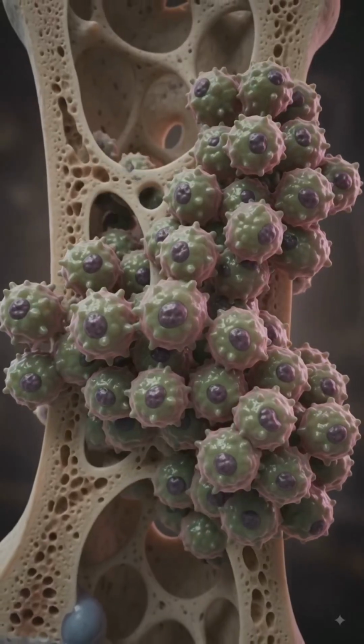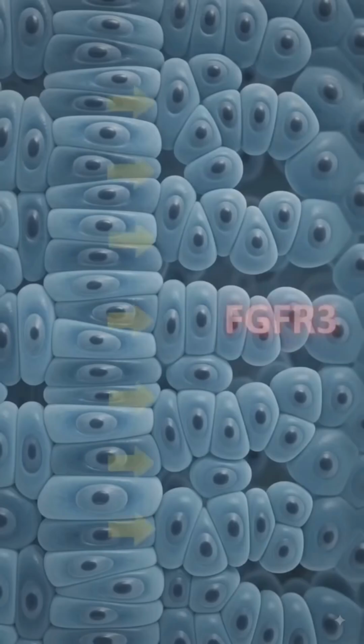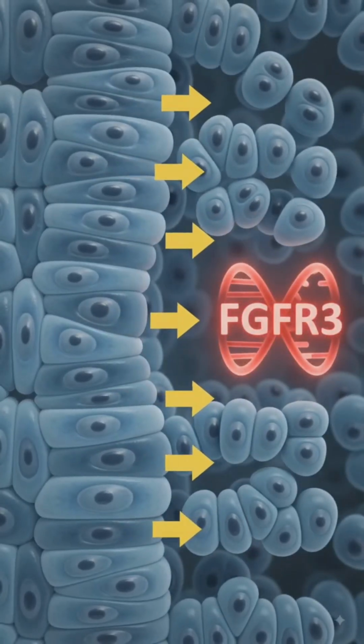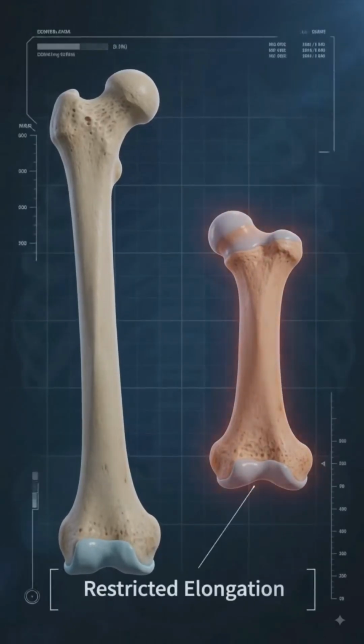This leads to osteosarcoma. Achondroplasia is caused by a genetic mutation in the FGFR3 gene. This continuously activates the receptor, inhibiting chondrocyte proliferation. This leads to restricted bone elongation and short-limbed dwarfism.